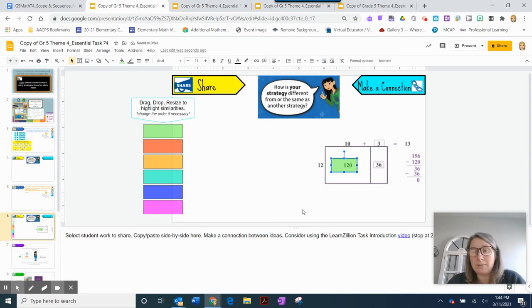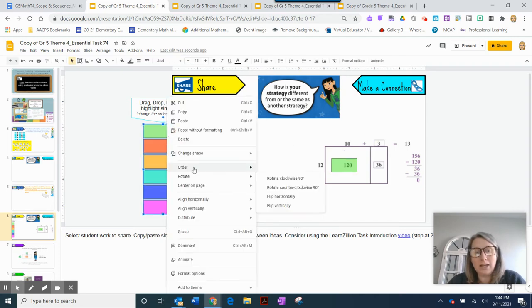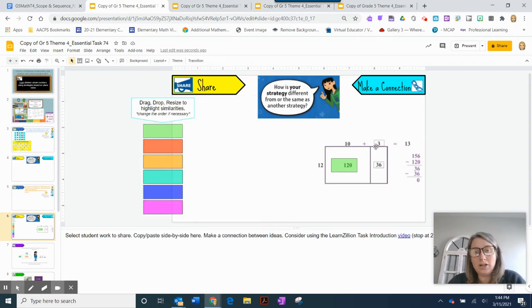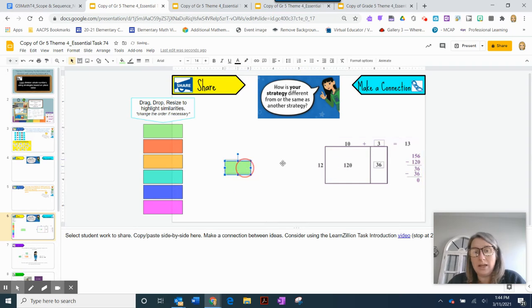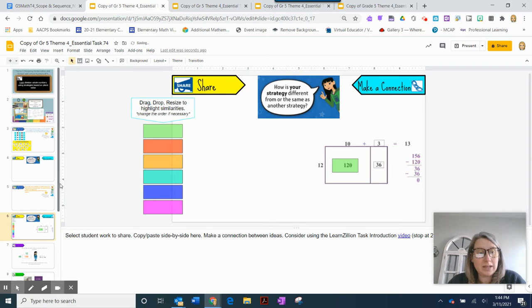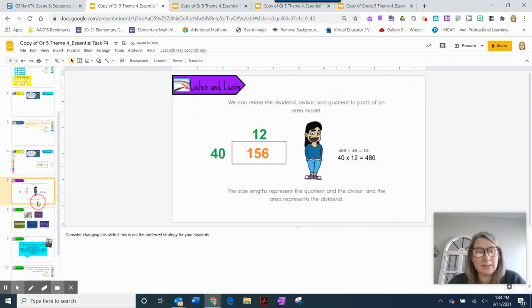those dividends, divisors. You might need to change the order, just like we did for multiplication. So you might have to highlight, right-click, order. You might need to send these to the front if you put in your own picture. And when you put in your own picture, order, send back. And that way that'll keep these little highlighting guys up at the front, and you'll be able to utilize that tool to help make those connections.